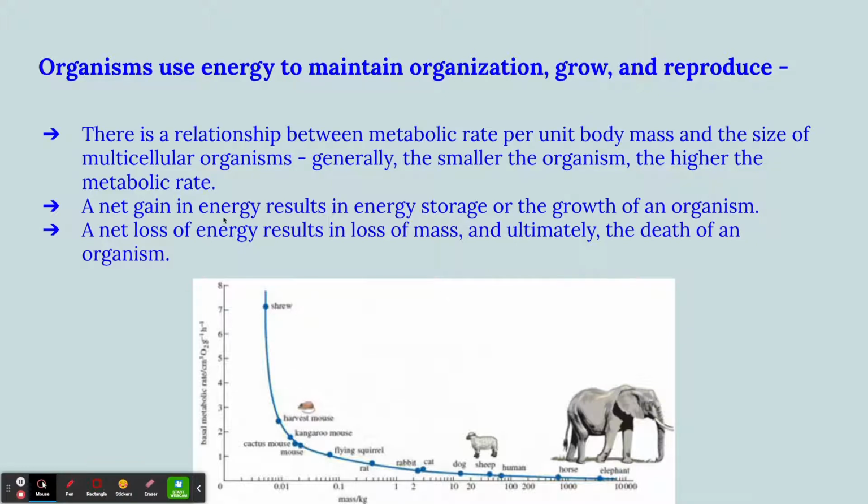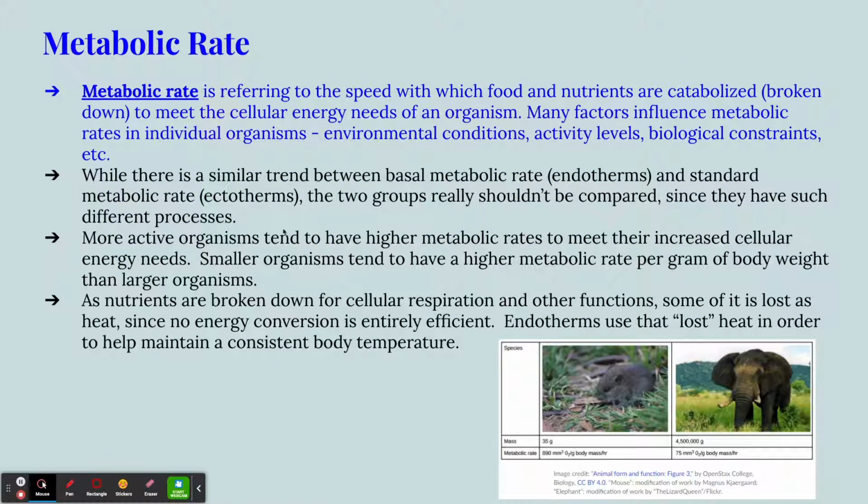So the net gain in energy results in energy storage or the growth of an organism. Loss of energy results in loss of mass and ultimately the death of an organism. So we obviously need energy in order to survive. Metabolic rate is the speed at which food and nutrients are catabolized, or basically broken down, to meet those cellular energy needs.